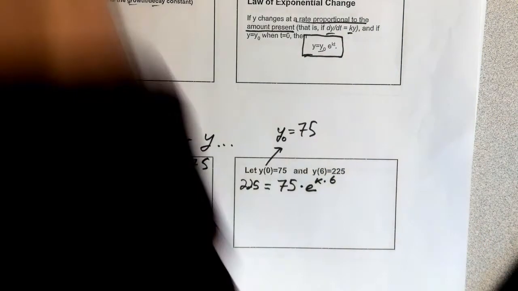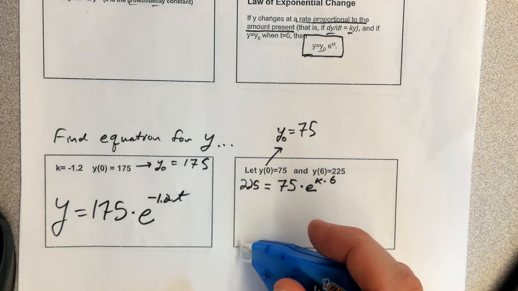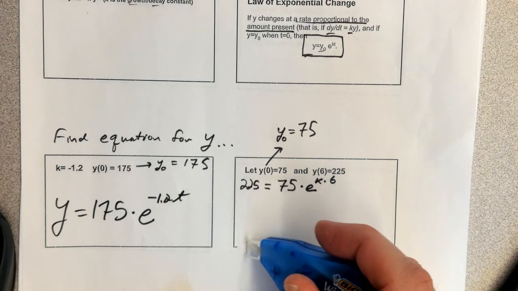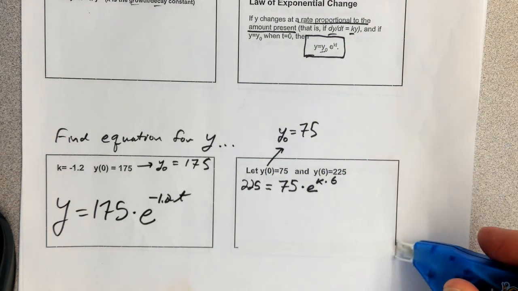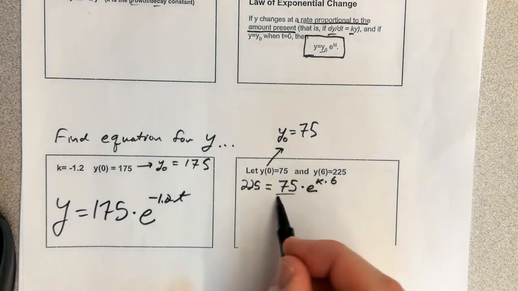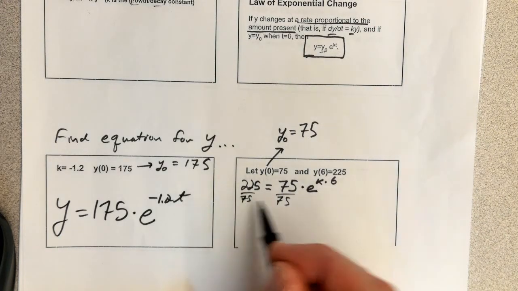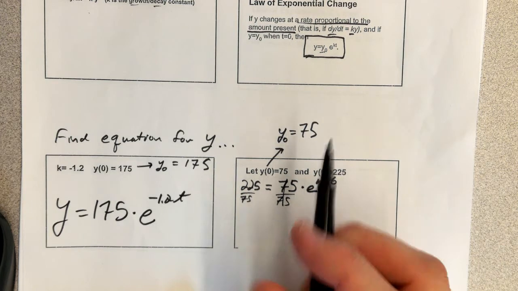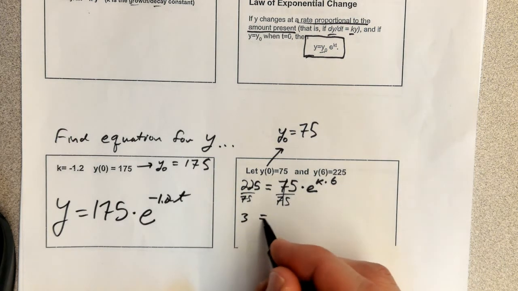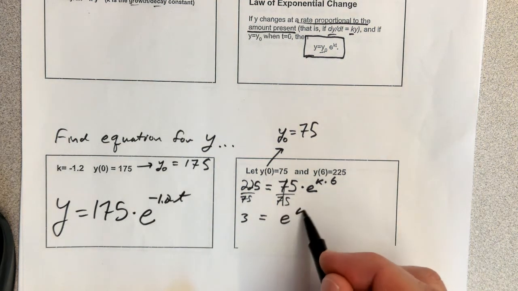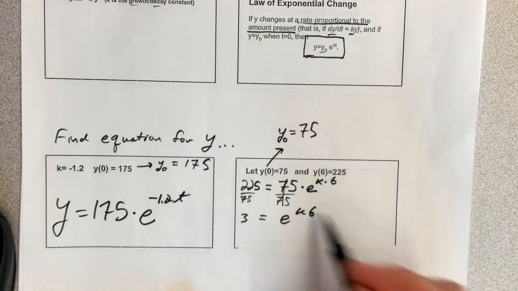All right, and then we're going to solve. In fact, on my sheet, I'm going to get rid of this line here. All right, so we'll divide both sides by 75. I get 1 over here on the left, I get 3. e to the kt. k times 6, excuse me.